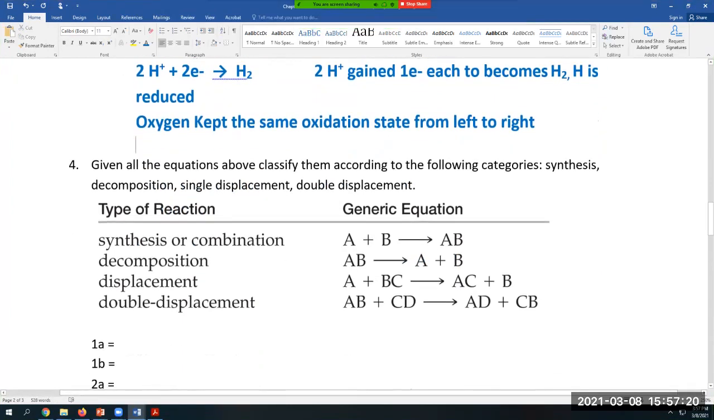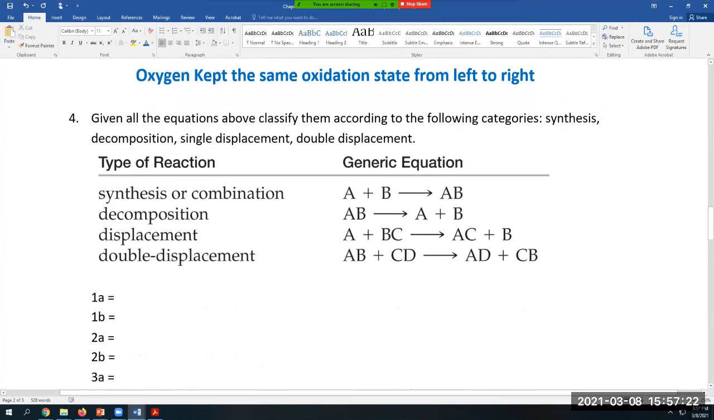Okay, so we can move on to question 4. Given all the equations above, classify them according to the following categories: synthesis, decomposition, single displacement, or double displacement. I have a table here showing you the generic equation for a synthesis. So you see A plus B gives AB. You make a big molecule from 2 other smaller molecules.